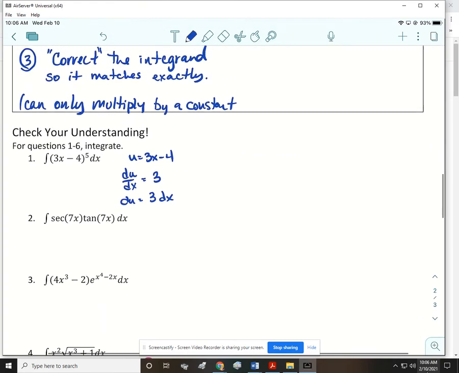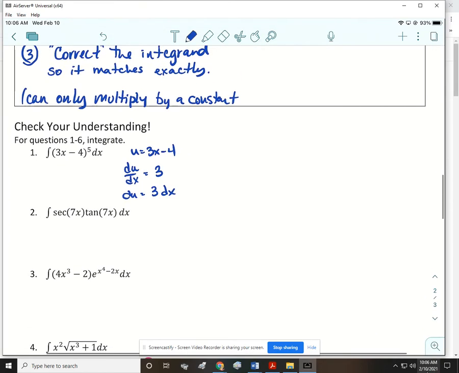So now, let's do our correction. So we need a 3 in there. We have the dx, but we don't have the 3. So just like we did on the last one, we'll multiply by that 3. But then to counteract that, on the outside, we need that 1/3.